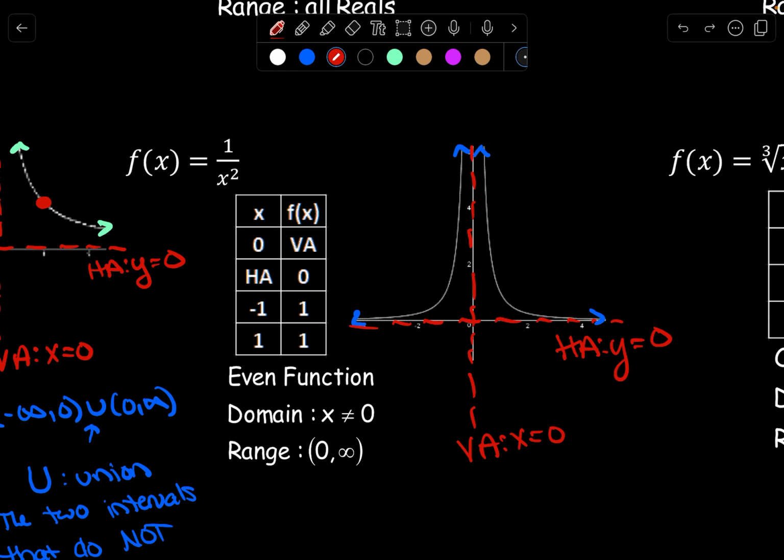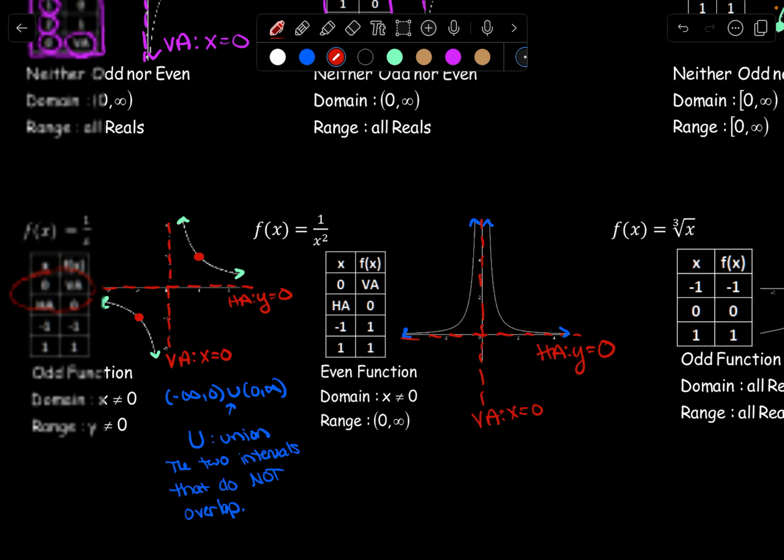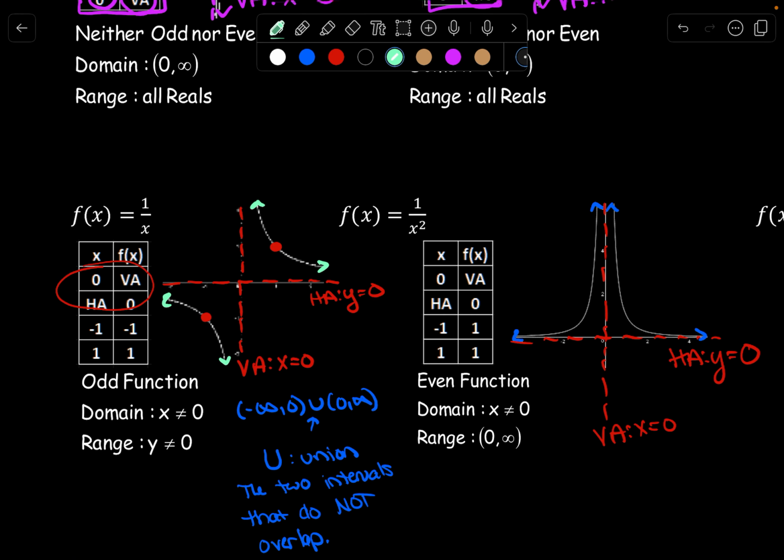And then the range is different. This is going to be all values above 0 because of that x squared. So all values will be positive. Just keep in mind that we can rewrite this as x to the power of -1. This one can be written as x to the power of -2.